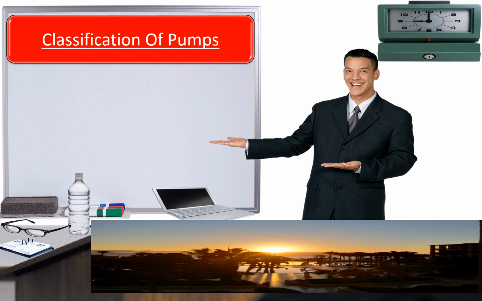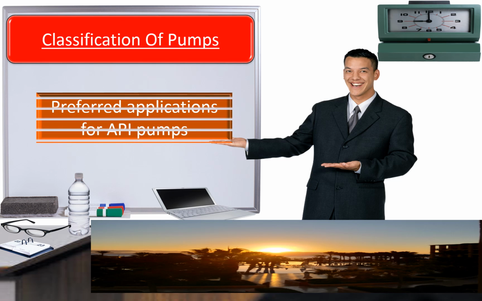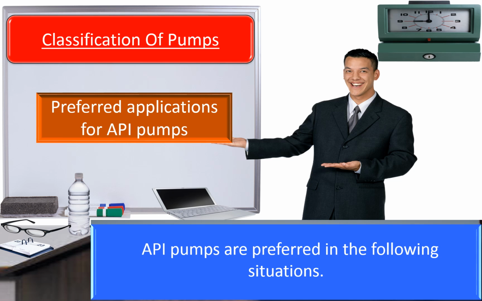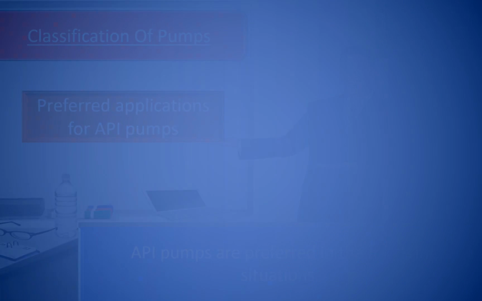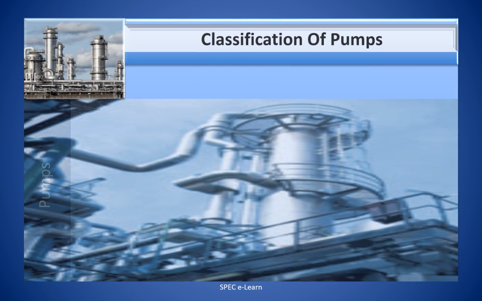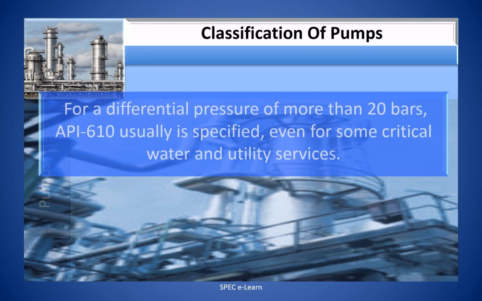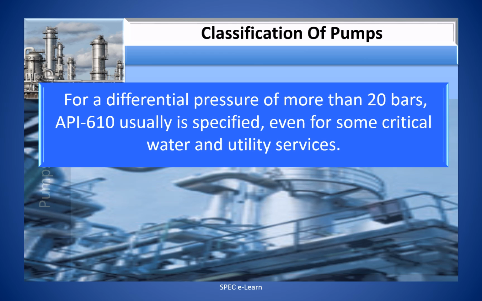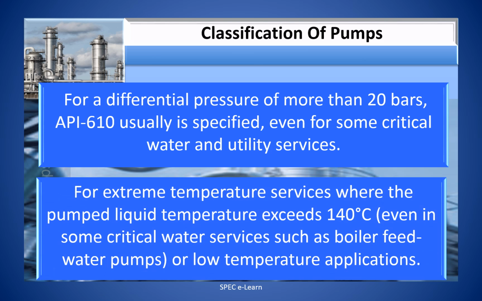The preferred applications for API pumps are listed here. API pumps are preferred in the following situations. For a differential pressure of more than 20 bars, API 610 usually is specified, even for some critical water and utility services. For extreme temperature services, where the pumped liquid temperature exceeds 140 degrees centigrade, even in some critical water services such as boiler feed water pumps, or low temperature applications.